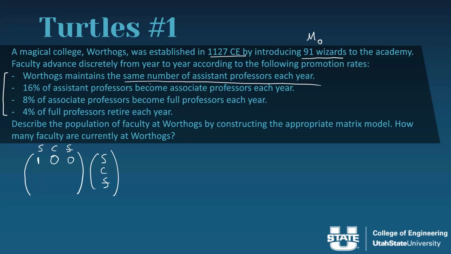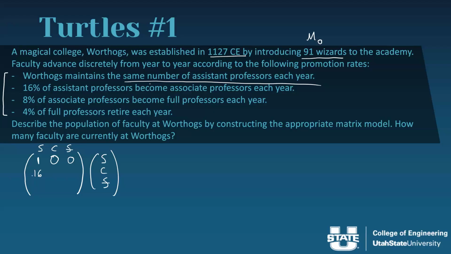Next, we're given that 16% of assistant professors become associate professors each year. So I'm looking at the relationship between my associate professors, which is this row, and my assistant professors, which is this column. So I'm looking at that position. If 16% of them are moving on, that means I'm going to put a 0.16 right here, so that when I do my multiplication, 0.16 of my assistant professors are getting added to my associate professors.